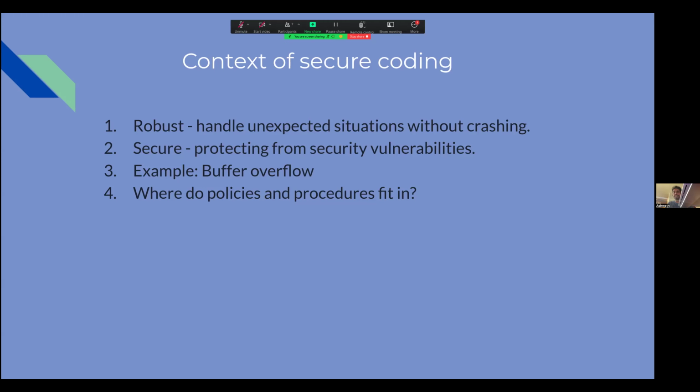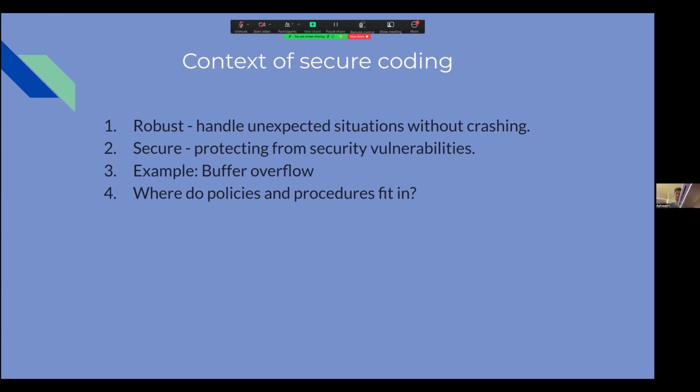Okay, let's talk about robustness of the program and security of the program. Robustness of the program is basically how the program handles unexpected situations. A program which is robust might handle unexpected inputs and system failures very gracefully without crashing. However, it doesn't mean it's secure. It's only able to handle unexpected situations, but it cannot secure the system.